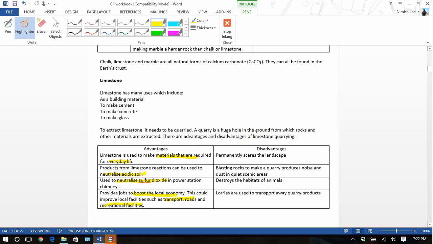But the disadvantage is you've got this permanent scar in the landscape, and you're blasting rocks, which produces a lot of noise and a lot of dust in these like quite scenic areas. It does destroy the habitats, and those lorries are going to be using the transport links, so therefore there'll be lots of noise from the lorries and lots of traffic because of the lorries too.